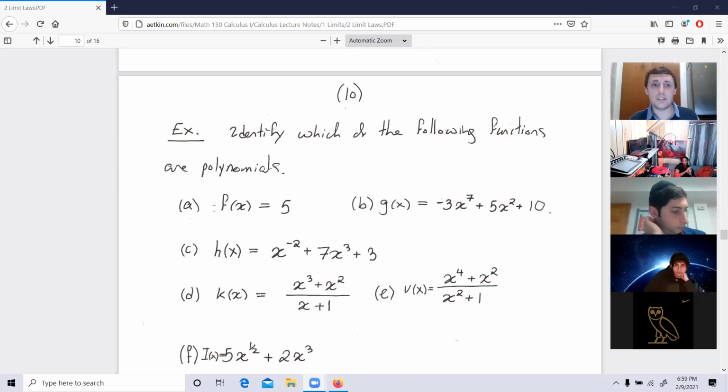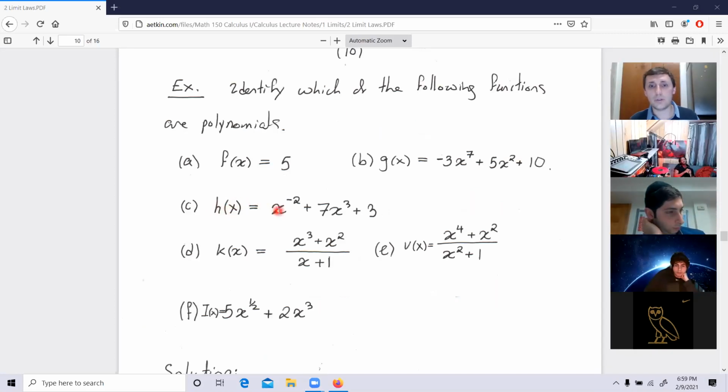And the next question is this: h of x equal to x to the power of minus 2 plus 7x cubed plus 3. Is this a polynomial? So I see a lot of you are saying no. Okay, that's, I guess, good. One person is saying yes.